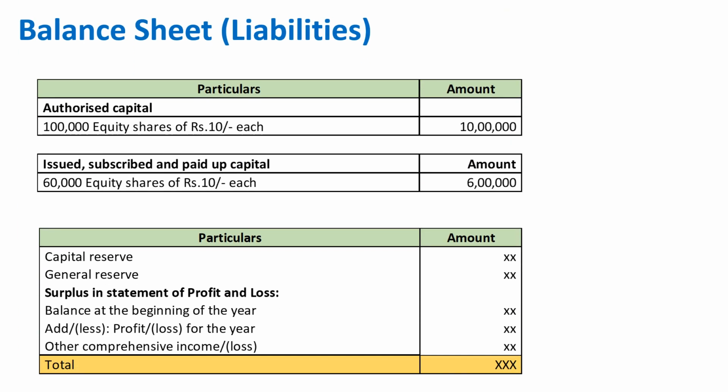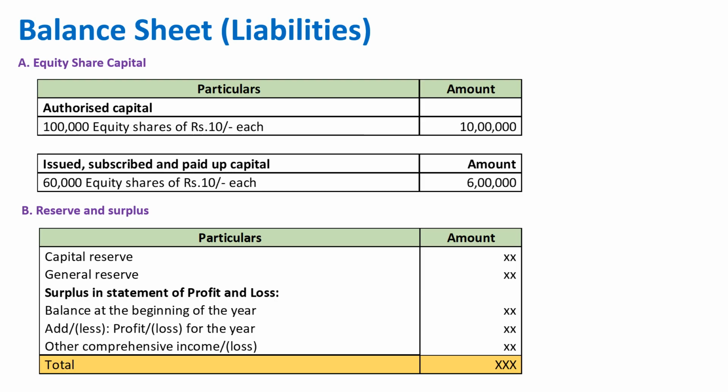The first item which needs to be reported is equity share capital. Under this, you have to report your authorized capital, which is approved by the Ministry of Corporate Affairs. For example, here you have 1 lakh equity shares of 10 each, so 10 lakh rupees will be reported as authorized capital. Below that, you have to show how much of the authorized capital has been issued, subscribed and paid up. For example, here out of 1 lakh equity shares, the company has only issued 60,000 equity shares. That has to be reported here: 60,000 equity shares at 10 each is 6 lakh rupees.